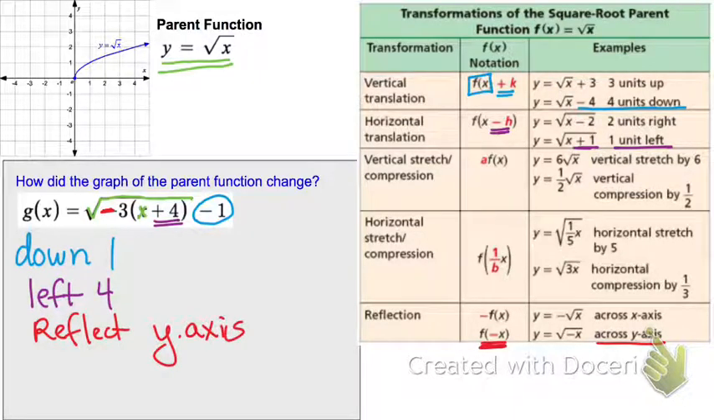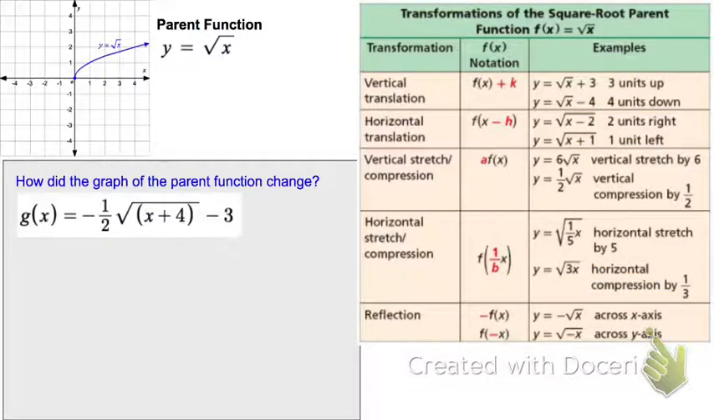And then multiplying it by a number within that function, so multiplying x by 3 before you take the square root, that is a horizontal compression. So that is kind of smushing it down. Let's go over another example.